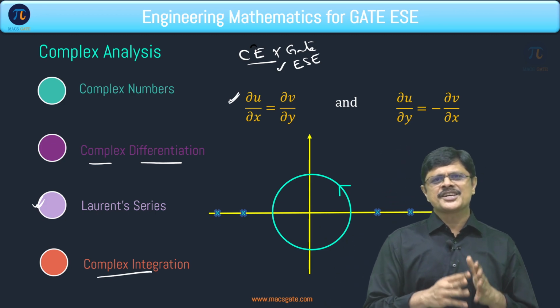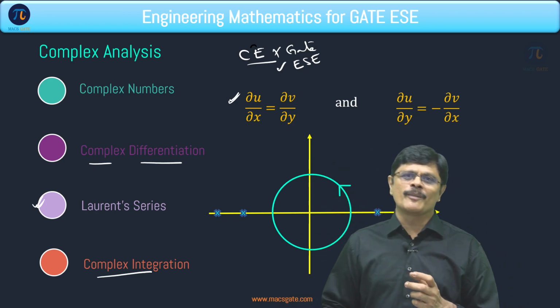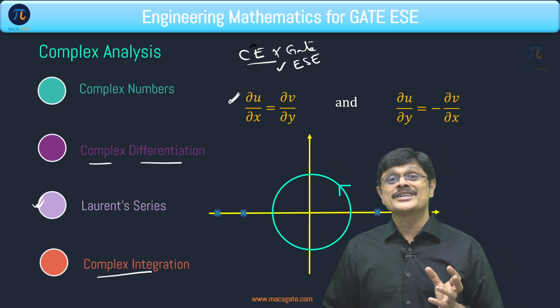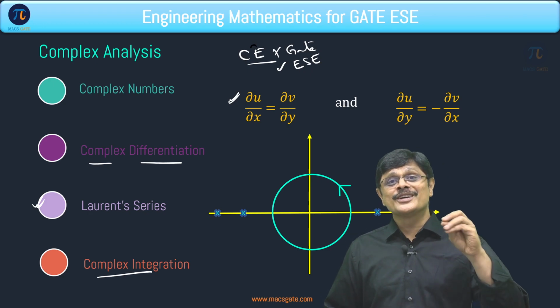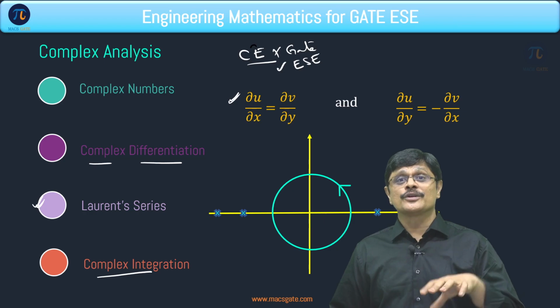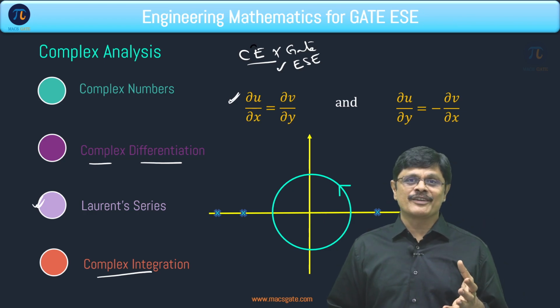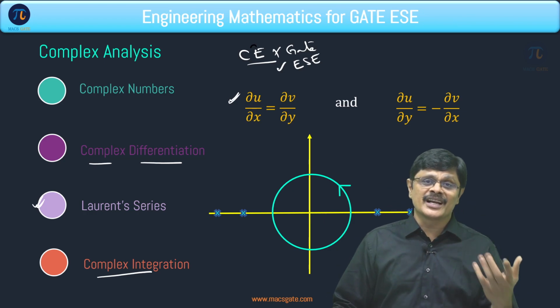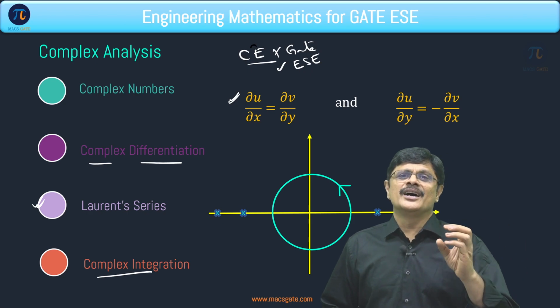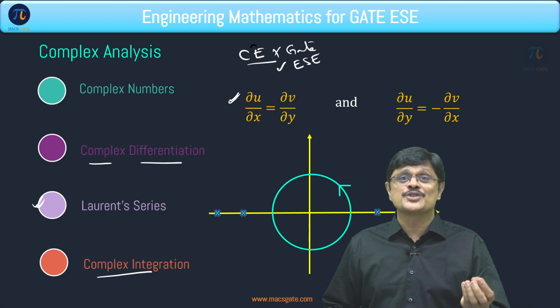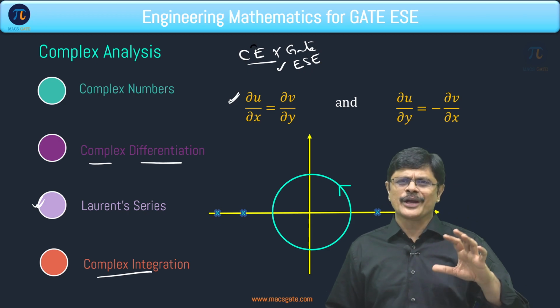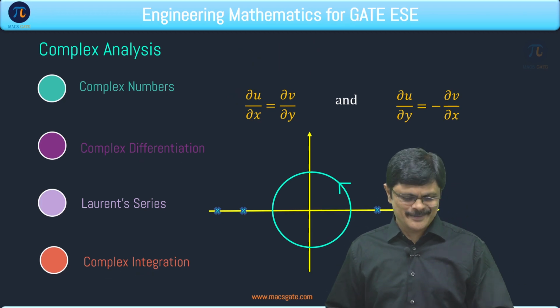Under complex integration, first we learn the basic method of doing complex integration, then we introduce what is Cauchy integral theorem, then we have residue theorem. When you have more singularities inside the contour, how to find the integral of the function, then we have some Cauchy integral formula, and we also have how to evaluate real functions using complex integration. All that we are going to discuss under complex analysis.